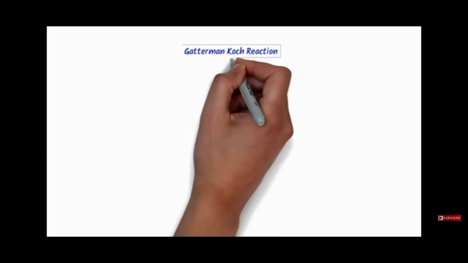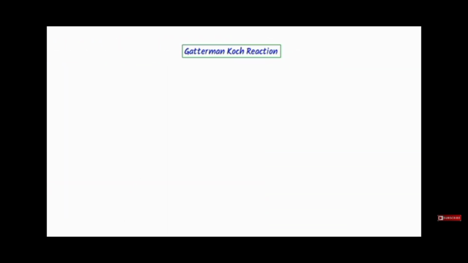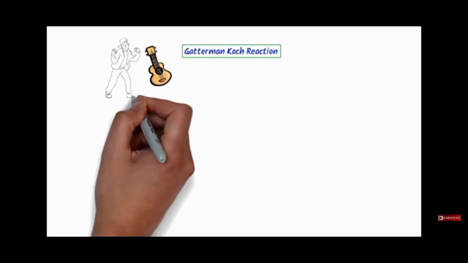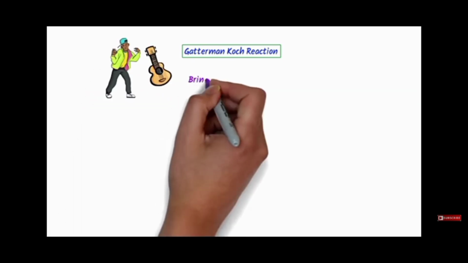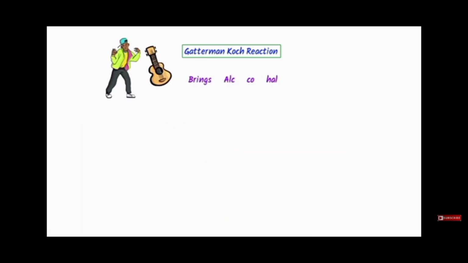Lastly, let me teach you Gattermann-Koch reaction. Now this Gattermann reminds me guitar man. I always say guitar man brings alcohol. Now this B ring stands for benzene ring. This AlCl stands for aluminium chloride. This CO stands for CO. And this HCl stands for HCl.